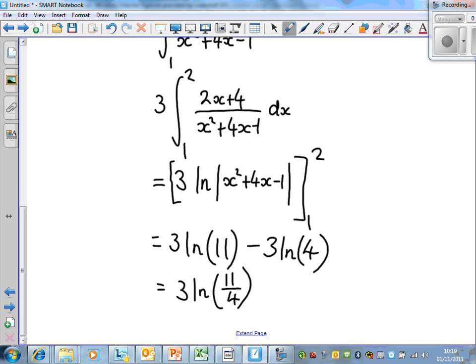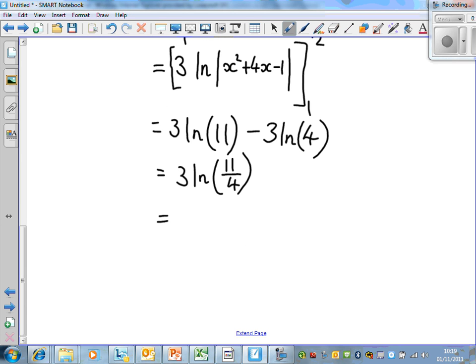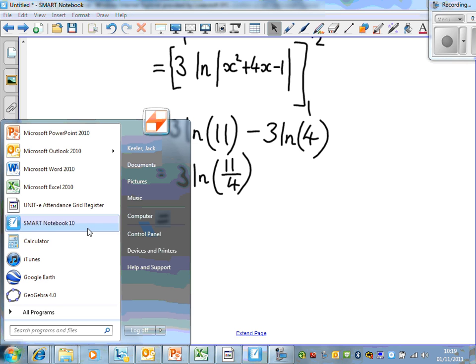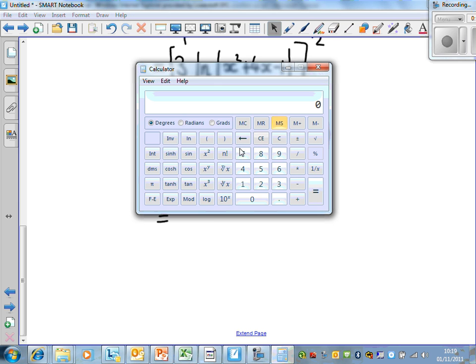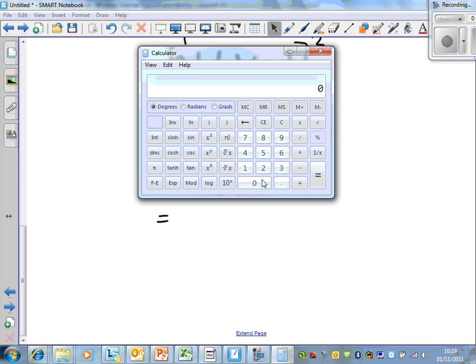Well, 11 over 4 is one way of writing it using normal log rules. Okay, and because this is the exact answer, you could put this into a calculator. Let's get a calculator up. So 11 divided by 4 is 2.75, and we want the natural log of that, and then times that by 3. So 3.033.